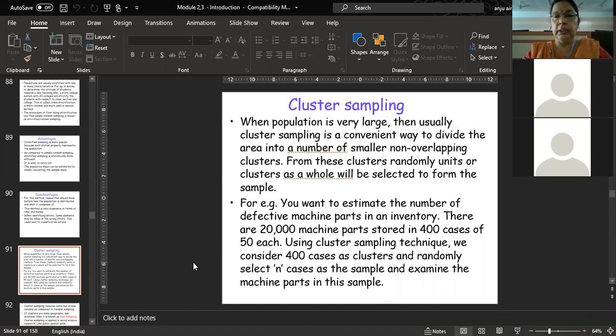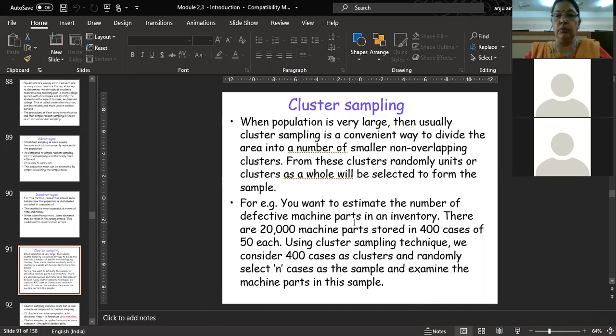So what do you do in cluster sampling? You will divide the population into different clusters or different groups. These groups should not be overlapping. They should not be overlapping over each other, and the population should be divided into different groups. So that is how you do the cluster sampling technique. And then from each cluster, you will randomly select some units to be included into your sample. So this is how you use the cluster sampling technique.